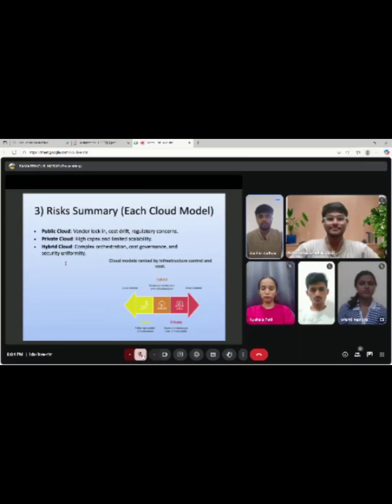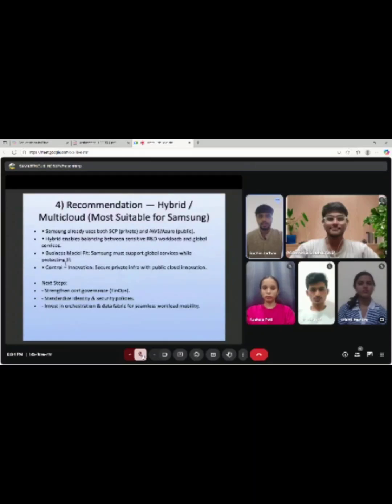And now coming to slide 4. Based on these factors, our recommendation for Samsung is to adopt a hybrid or multi-cloud model. Samsung already uses both SCP for private workloads and AWS or Azure for public cloud services. A hybrid setup will allow Samsung to balance sensitive R&D activities within its private cloud, while leveraging public clouds for scalability and global services. This approach aligns with Samsung's business model, supporting worldwide operations while keeping intellectual property secure. In short, it combines control and innovation, using private infrastructure for security and public cloud for agility.